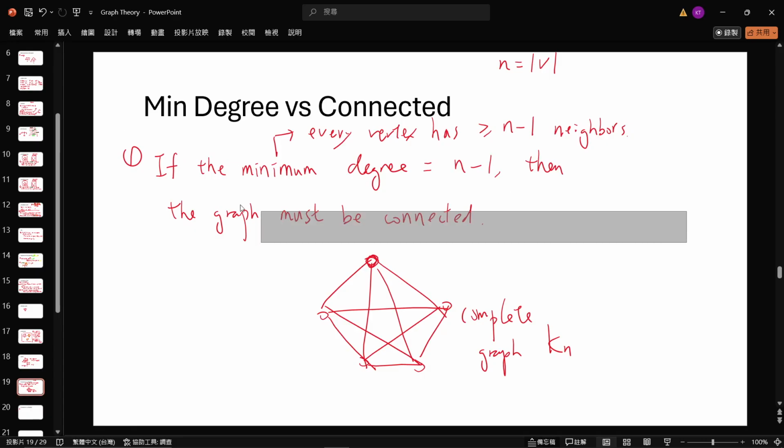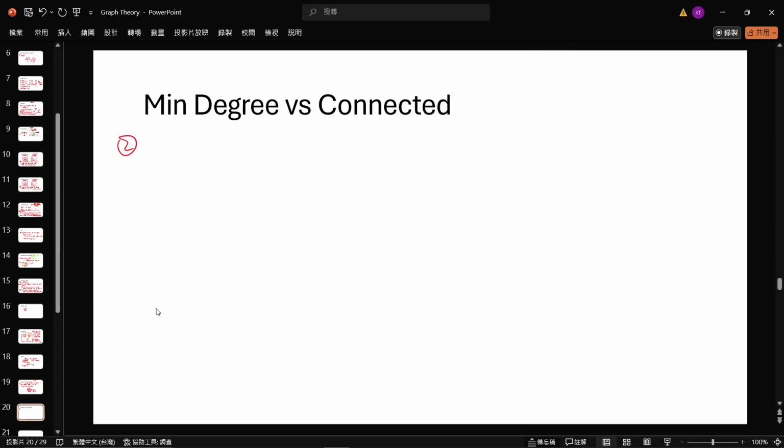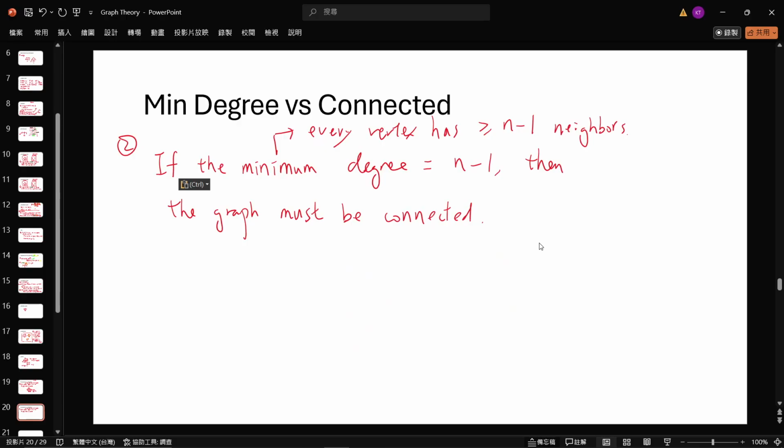So the question is very similar to this one, but I'll change this minimum degree. So n minus 1 is like the highest possible degree you can have in a graph. You cannot have degree n, because in a graph of n vertices, you can have at most n minus 1 neighbors. So degree is at most n minus 1, okay? So for the second question, we are going to replace n minus 1 with n over 2.